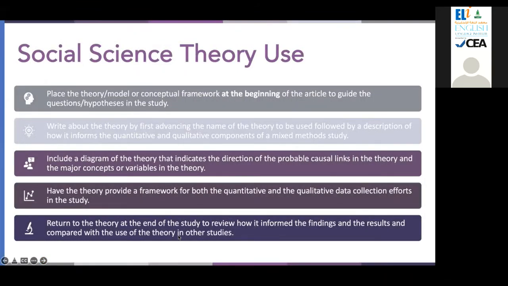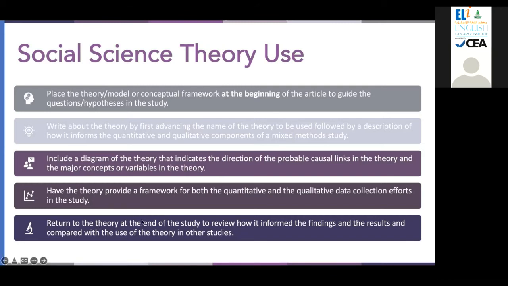Now, the social science theory use. Again, when it comes to writing and presenting social science theory, what do we usually do? So usually we place the theory or the model, and by now I hope that you know that theory and model can be used as synonyms. So we place them at the beginning of the article to guide the questions and the hypotheses in the study. So a theory acts as a guide for the entire questions, for the entire hypothesis.